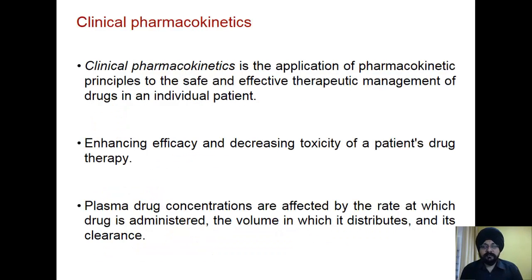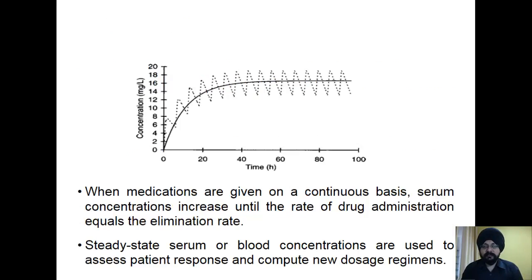Clinical pharmacokinetics is the application of kinetic principles to the safe and effective therapeutic management of drugs in an individual. The aim is to enhance efficacy and decrease toxicity of a patient's drug therapy, and plasma drug concentrations are affected by the rate at which a drug is administered, the volume in which it is distributed, that is what we call volume of distribution or VD, and its clearance.